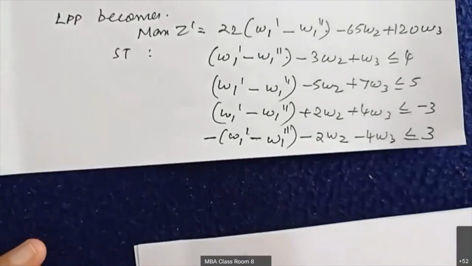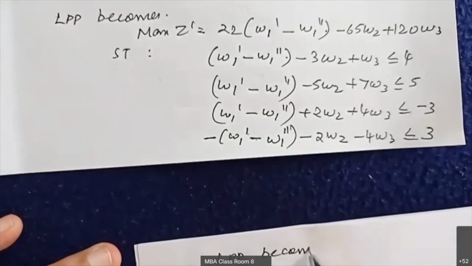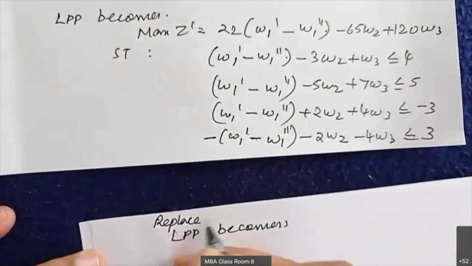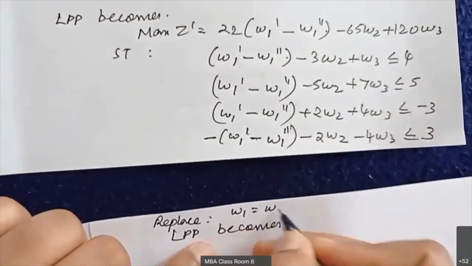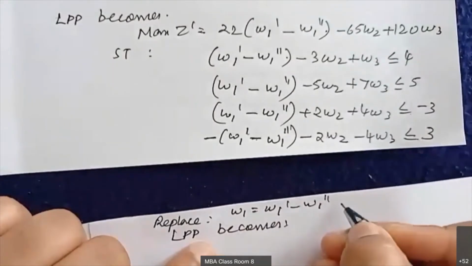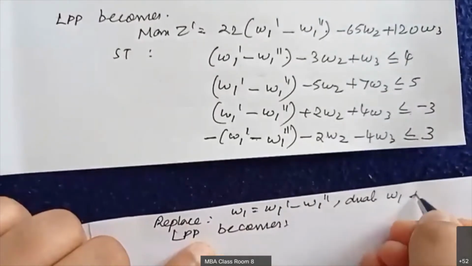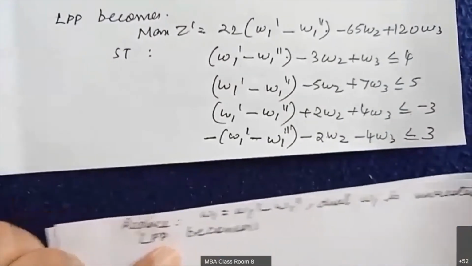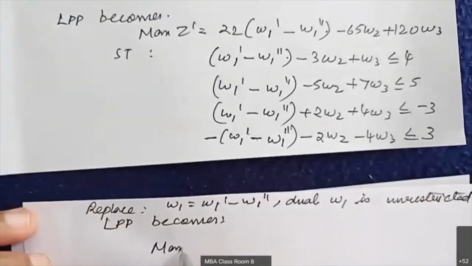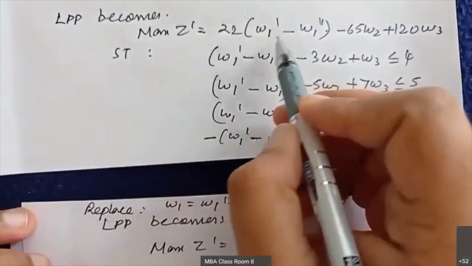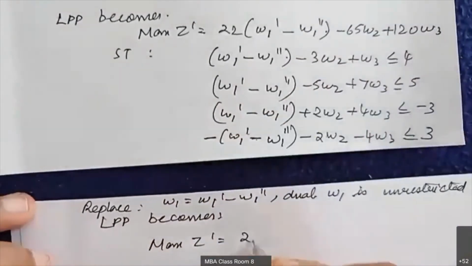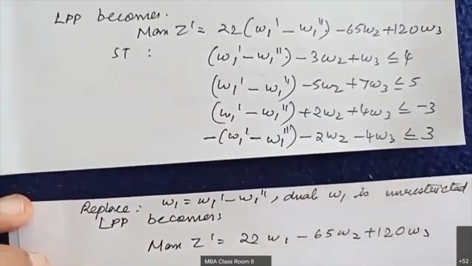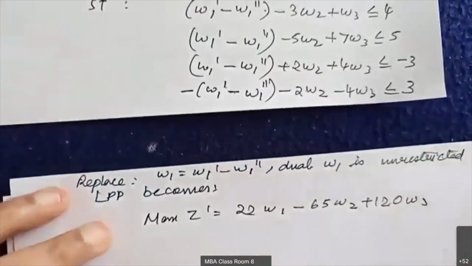So the LPP again becomes, okay, replace W1 is equal to W1 dash minus W1 double dash, because the dual variable W1 is unrestricted. Now the LPP becomes maximize Z dash is equal to 22 W1 minus 65 W2 plus 120 W3. Okay, the LPP reduces to a smaller one.